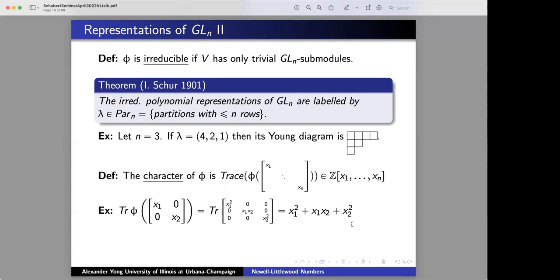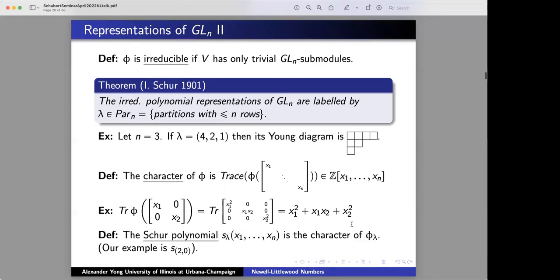As you may be aware, there are a lot of interesting symmetric polynomials, such as the Schur polynomials, which can be defined in terms of things like semi-standard tableaux. But for the purpose of this conversation, we can take the definition of a Schur polynomial for partition lambda to be just the character of Schur's irreducible representation associated to lambda. And in our running example, the lambda is (2,0).